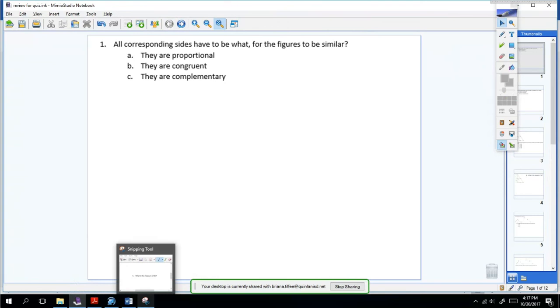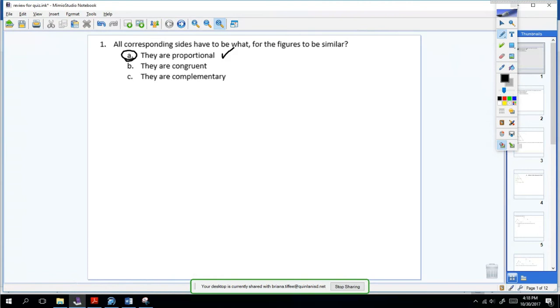So first, go back to number one. Number one says all corresponding sides have to be what for the figures to be similar? All the corresponding sides have to be proportional. Okay, so please remember all corresponding sides have to be proportional.